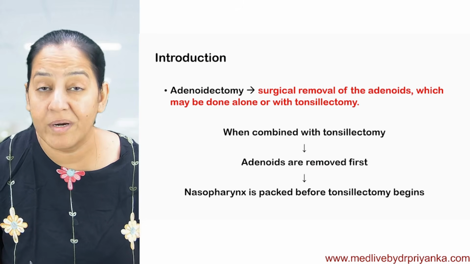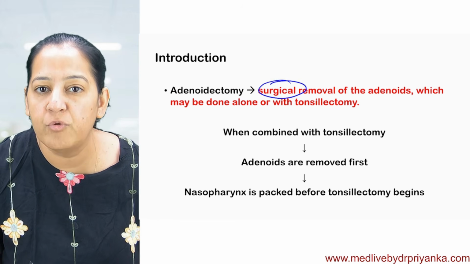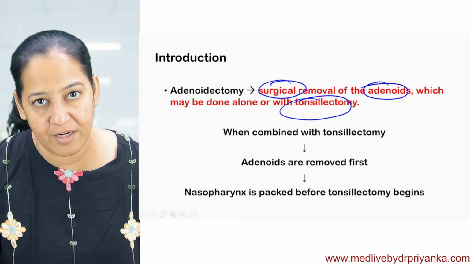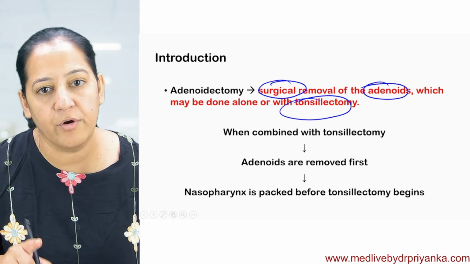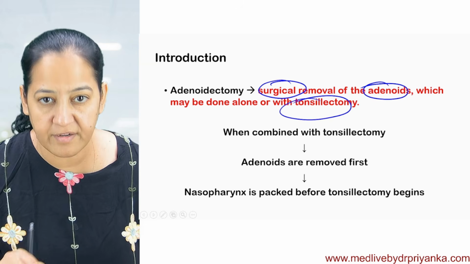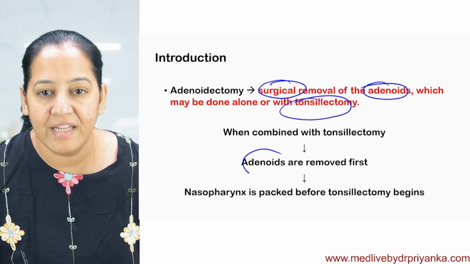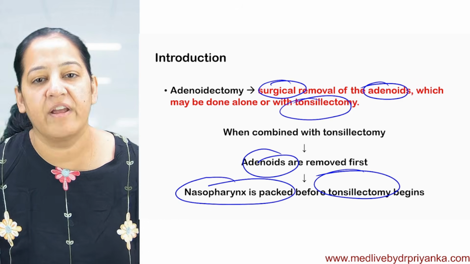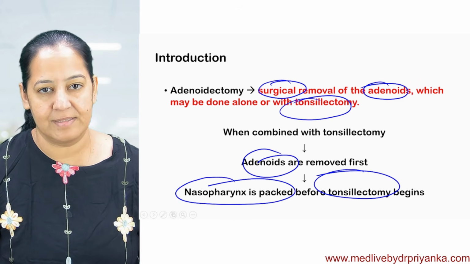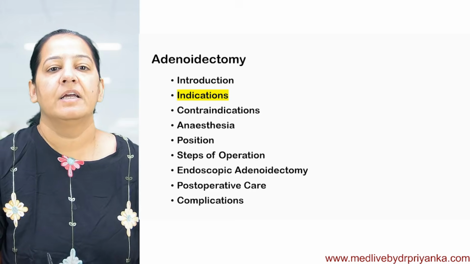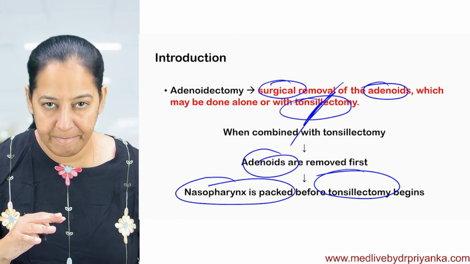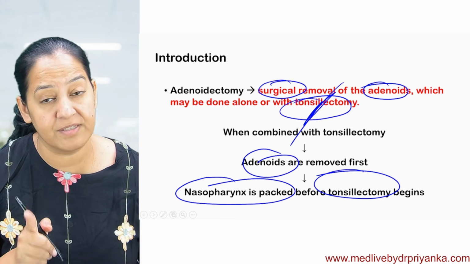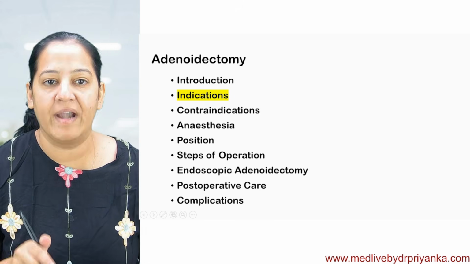First of all, introduction. What is adenoidectomy? It is surgical removal of the adenoids with or without tonsillectomy. So either only adenoids are removed, or along with adenoids, tonsils are also removed. If both are done together, first the adenoids have to be removed. Then we have to do nasopharynx packing, and then we begin the tonsillectomy. So this is the sequence if both are done. Tonsillectomy I am going to teach you in the next episode in tonsillitis. You can watch that episode for the details of the surgery tonsillectomy. Here I am teaching you adenoidectomy.